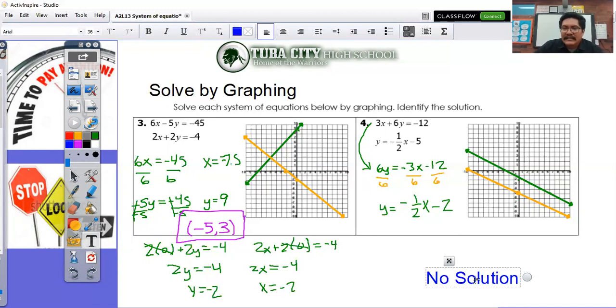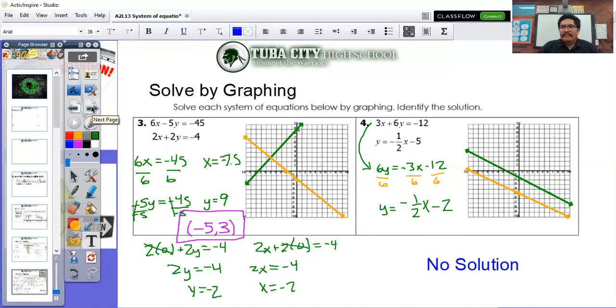All right, so that means in this case, there is no solution. Since they never intersect, there is never a place where they are both going to be the same, and there is no point that is going to make both of them true, so no solution.